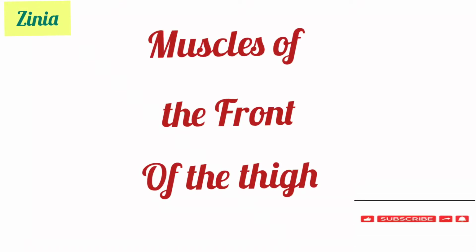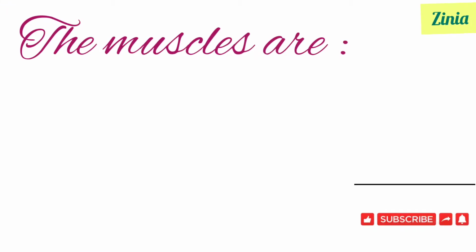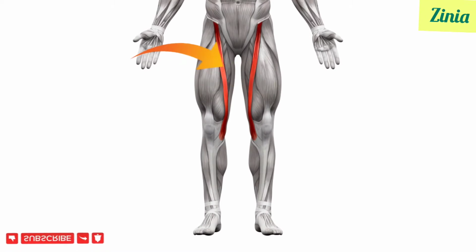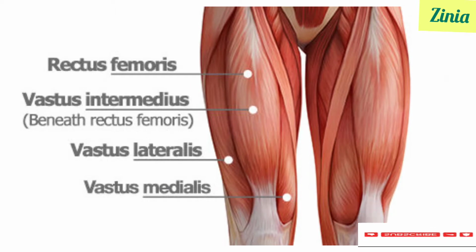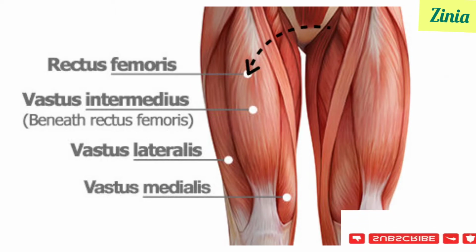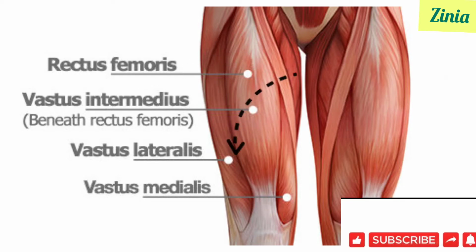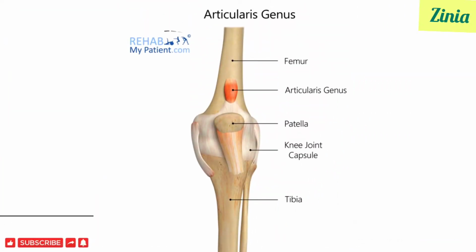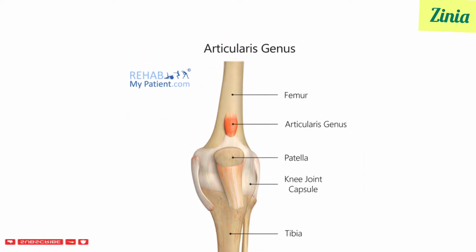Today's topic is about muscles of the front of the thigh. The muscles of the anterior compartment of the thigh are the sartorius, the quadriceps femoris, and the articularis genu. The sartorius is long, narrow, and ribbon-like. The quadriceps femoris consists of 4 parts. These are the rectus femoris, the vastus lateralis, the vastus medialis, and the vastus intermedius. The articularis genu consists of a few muscular slips.